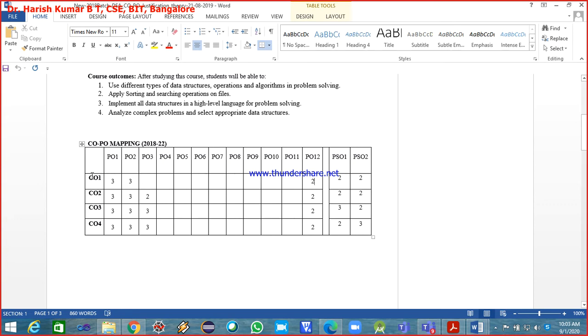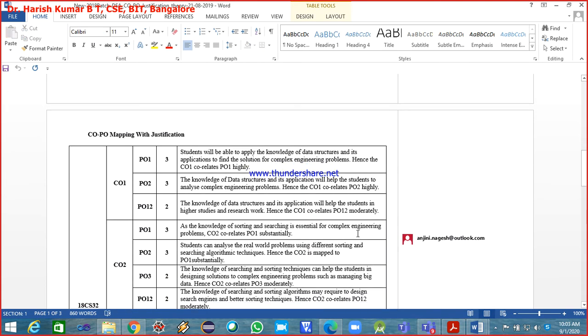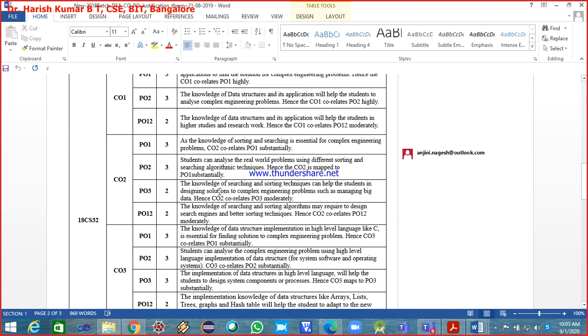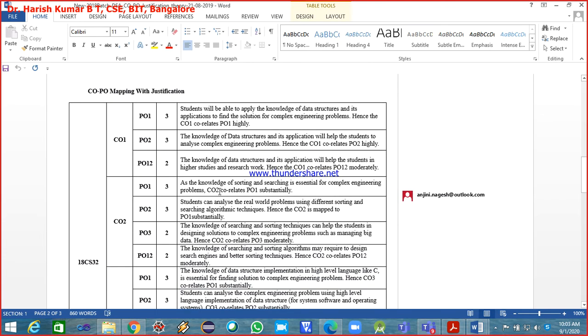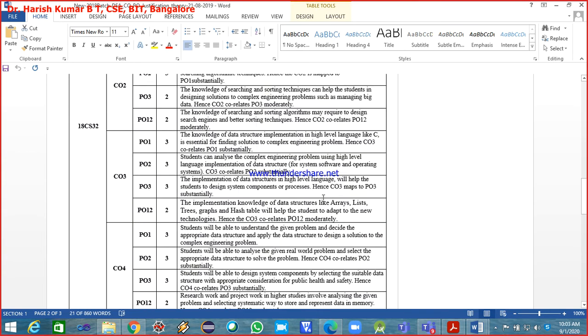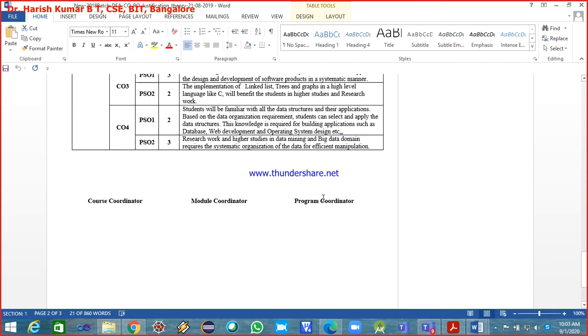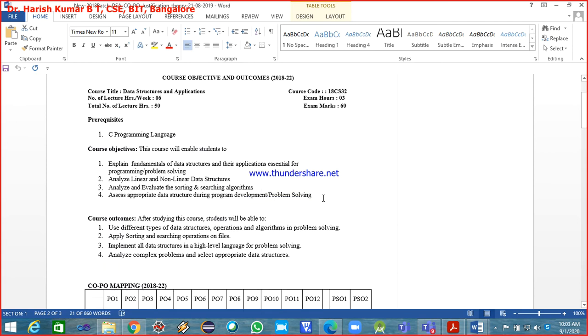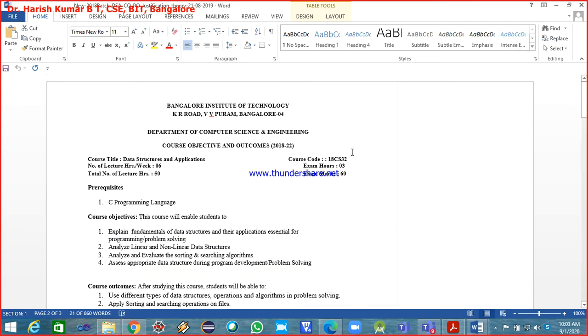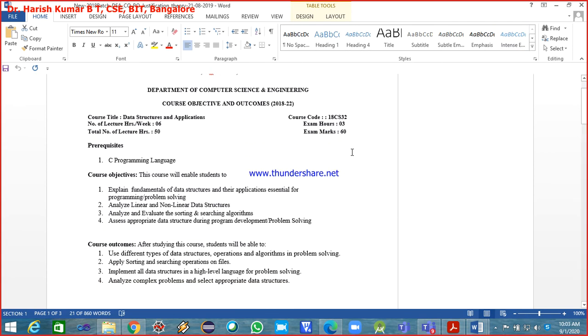Similarly, the same COs are also mapped to the PSOs. And this is the justification given for the mapping. So CO2 PO1 why it is 3, CO2 PO2 why it is 3. So the justifications are written, and I think this is not necessary for you. Okay, so this is as far as the course learning objectives and COs are concerned.